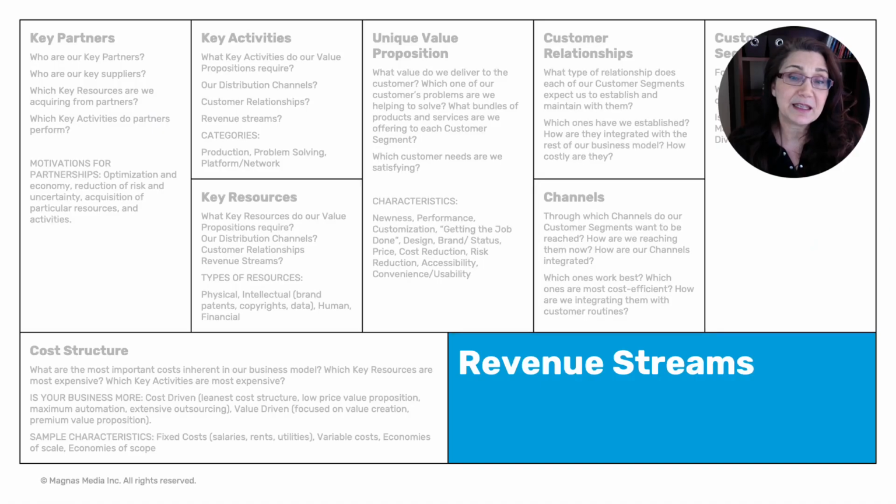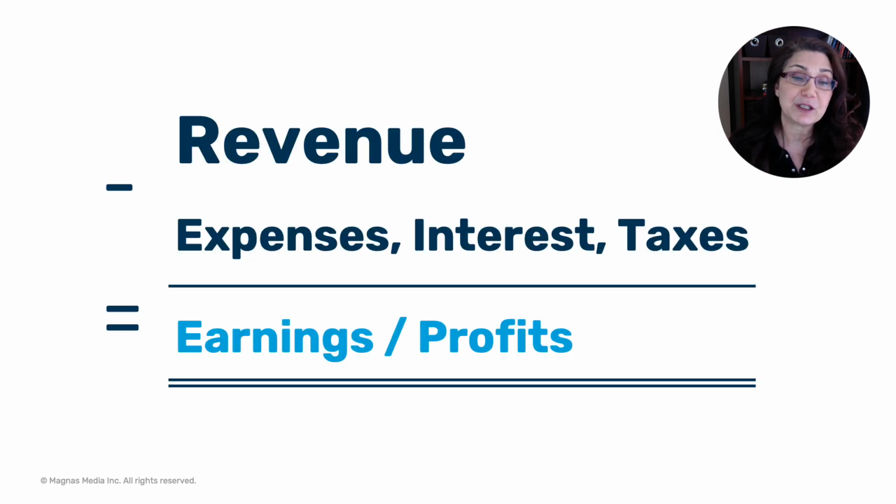So now once you have all of these details, it's now time to answer, well, what's in it for me? How do you get paid? And that's the revenue streams. The revenue streams block represents the cash you generate from your customers. Now, revenue does not mean a profit because you have to subtract any costs generated by your business from your revenue to get an idea of your earnings.